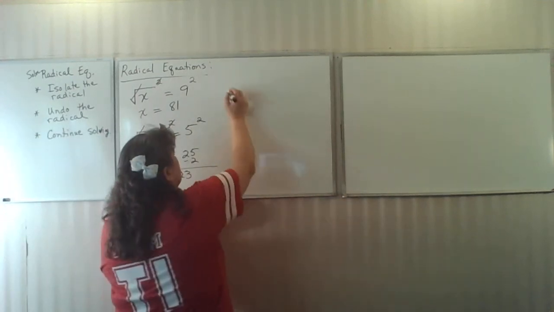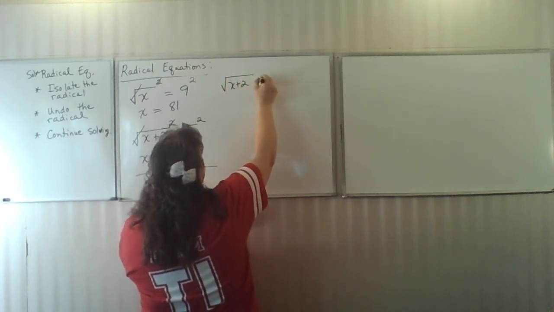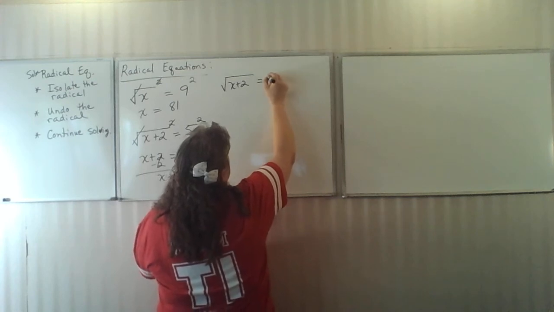What if I said the square root of x plus 2 is equal to -3?